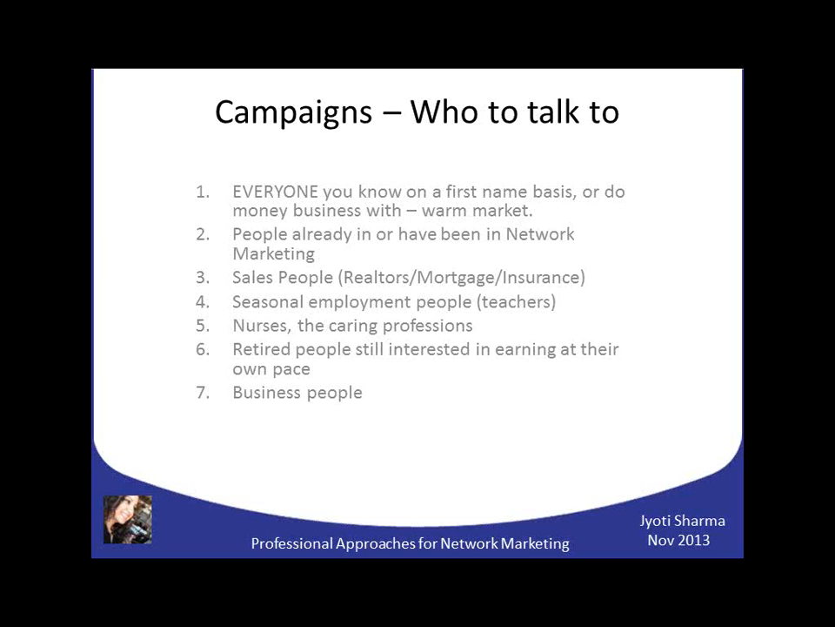The second type of people are people who are already in or have been in network marketing. They have the prior experience, the prior knowledge in network marketing, so they make very good candidates. The third type of people are salespeople. And this is where that first step of the formula really comes in handy because salespeople like to talk. They love to talk, and my husband included.